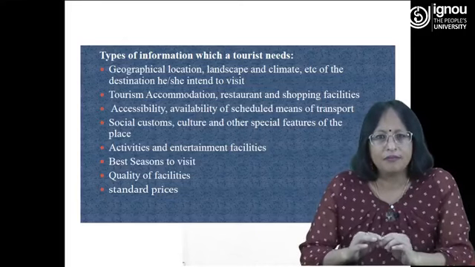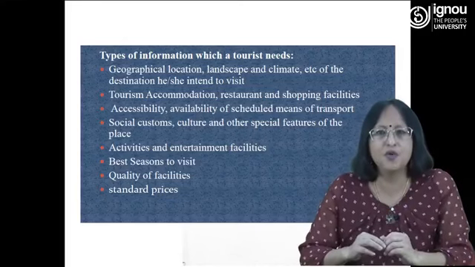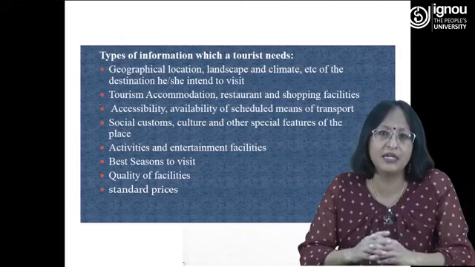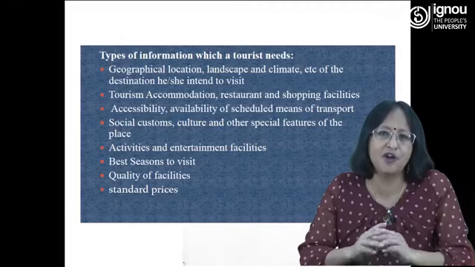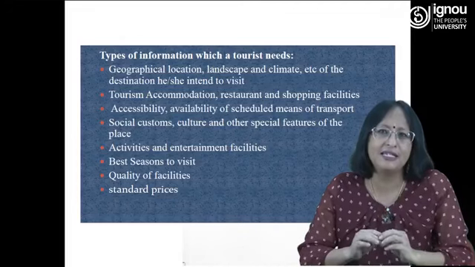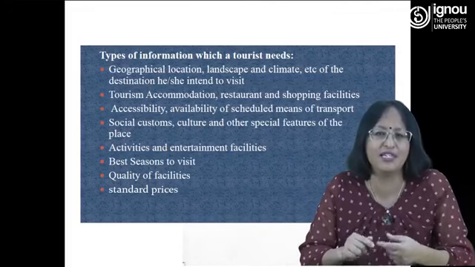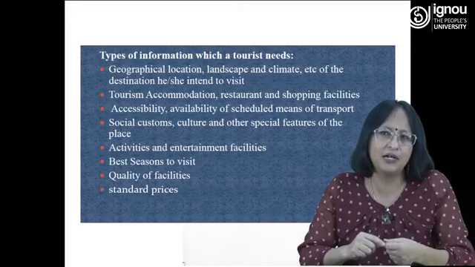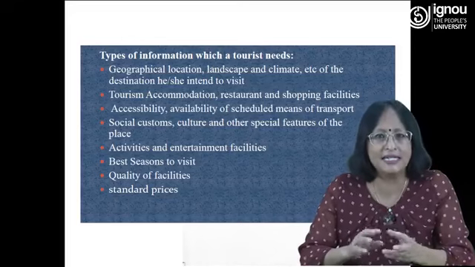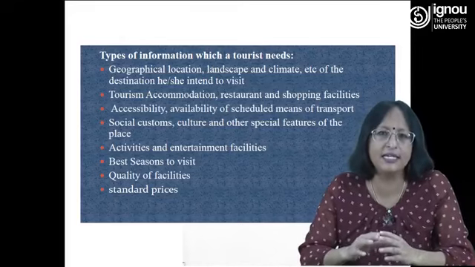Now, because of so many competitive issues, all destinations are trying to make themselves year-round destinations, so as to beat the seasonality issues, because most of tourism is still in the unorganized sector, especially in India.